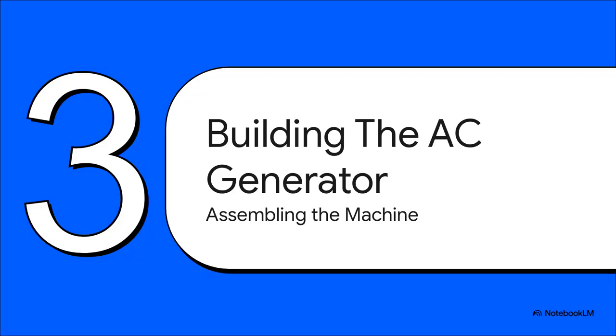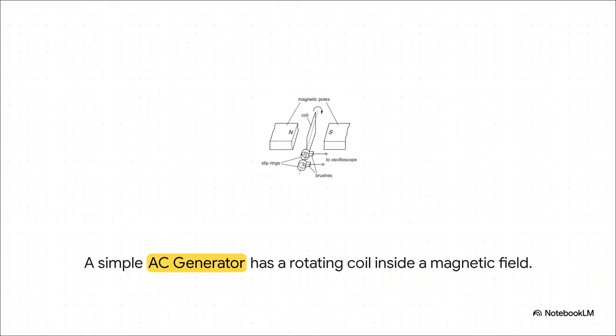All right, we've got the physics down. Now let's take those principles and actually build the machine itself. Let's assemble an AC generator. And here's the basic blueprint. At its heart, an AC generator is really just a coil of wire that we force to spin around inside a magnetic field. That spinning action is the motion input that gets the whole party started.